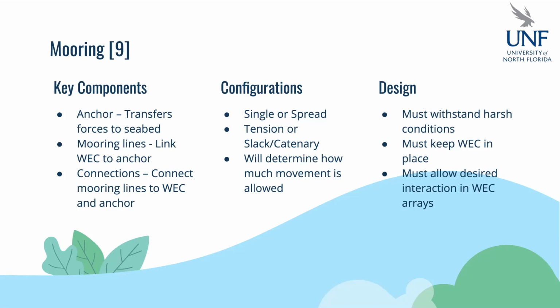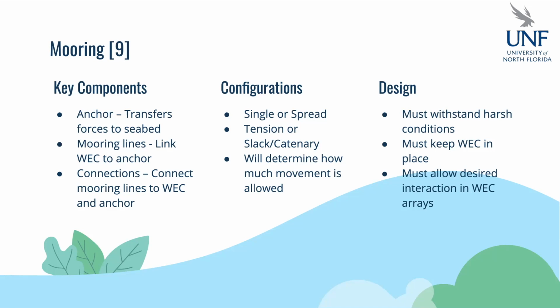And then we have the connections, which are the points, the loops or the hooks that connect the cable to the wave energy converter and to the anchor. There are a couple different possible configurations of mooring. We have a single line that connects the anchor to the wave energy converter, or a spread system where we have multiple lines. We have tension, where the wave energy converter and the line is very tight and there's not a lot of up and down movement allowed, or we have slack and catenary systems where there's some movement allowed. You can go up and down. And which one you choose will determine how much movement is allowed.